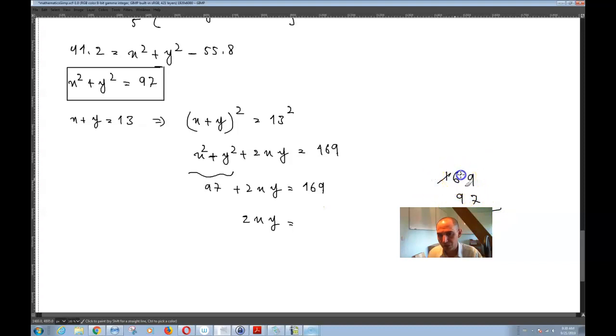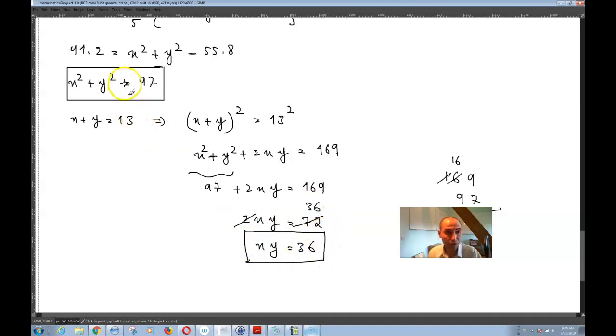So 16 minus 9 is equal to 7, and 7 plus 9 is equal to 16. Okay, so that is 72. Now, that means that this is 36. That means that xy is equal to 36.